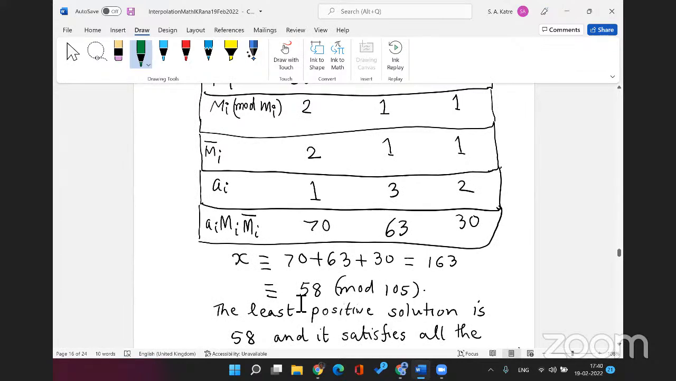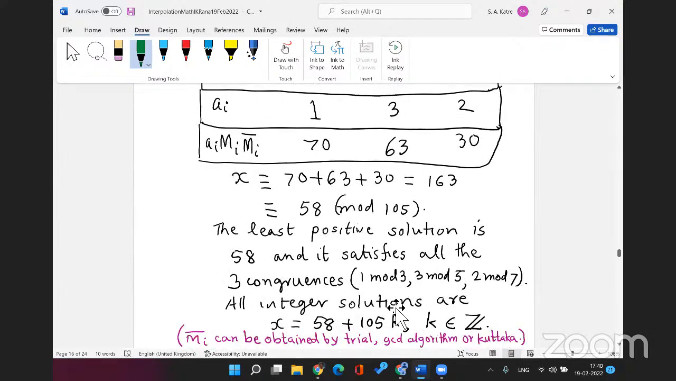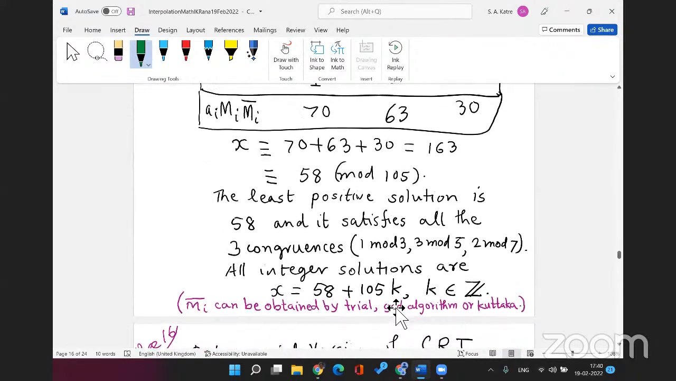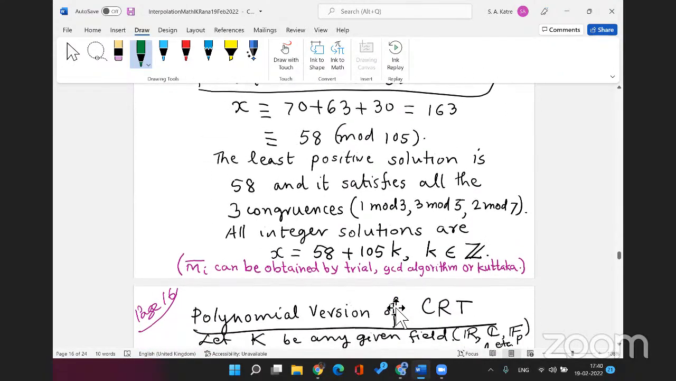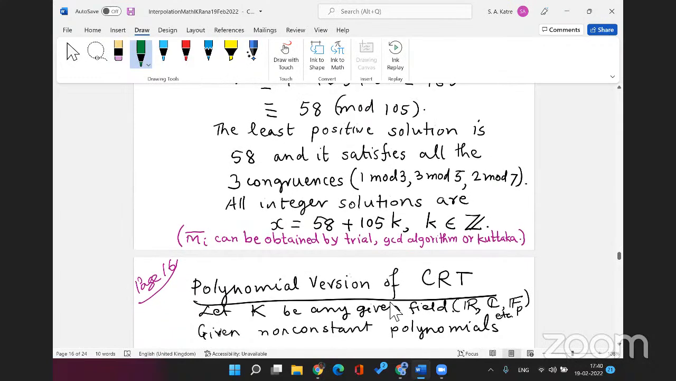That is the answer. X is congruent to 163 modulo 105. If you want, you can write it as 58 also, because 58 is congruent to 163 modulo 105. And this is a smaller number. We prefer that. So the answer is 58 mod 105. And this is the least positive solution for the problem. All solutions, if you want, x is 58 plus 105 k, k in Z.